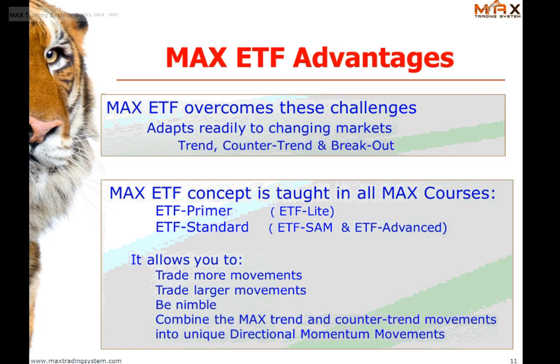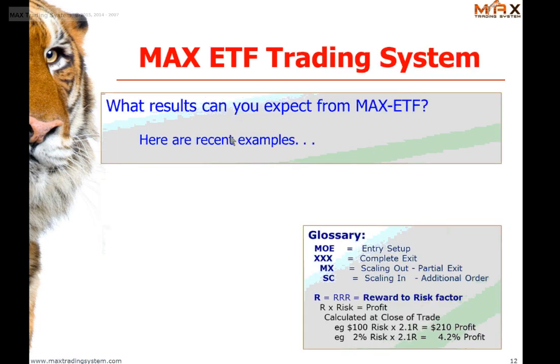With the ETF concept, as I will show in some examples, we can trade many more movements than the classic earlier Max, and consequently also larger movements, simply because we recombine into a unique trend a movement which is made of a traditional counter-trend movement and a traditional trend movement, and we can be more nimble in the way we handle these movements. Let me show some examples just to be clear.